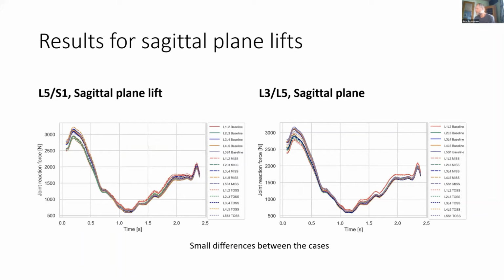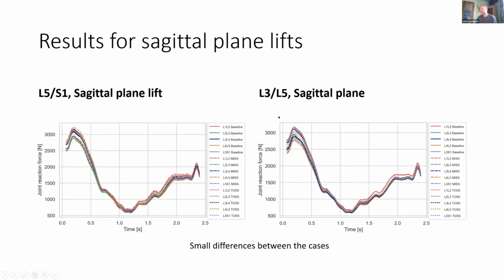The first results are for the sagittal plane lifts. It turns out that for the two lifts that happen in the sagittal plane, the results are quite the same when we look at the compression forces between the spinal vertebrae. So we're not really differentiating between them here. If we look at L5-S1 compression, you can see the curves here for the sagittal plane lift. All of these curves, which represent the different cases of baseline, minimally invasive, and traditional approach spinal surgery, are quite close to each other. So there's not a lot of difference between them.